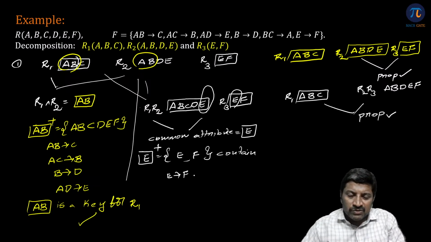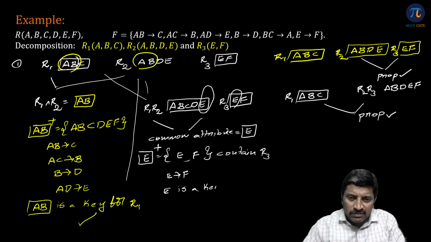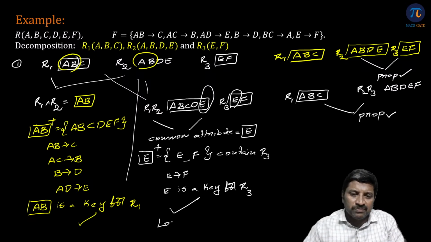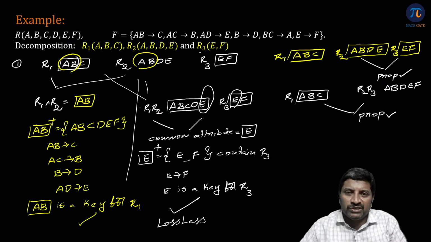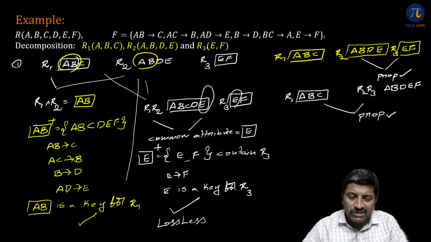So this contains R3. So E is a key for R3. Hence, it is lossless. Hope you understood it. Right? So let us do one more example on this.